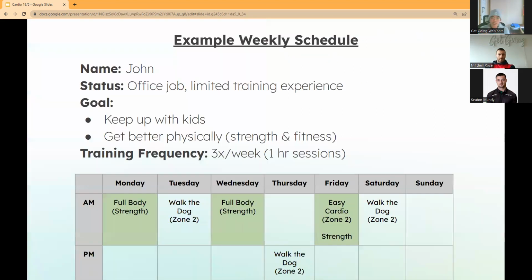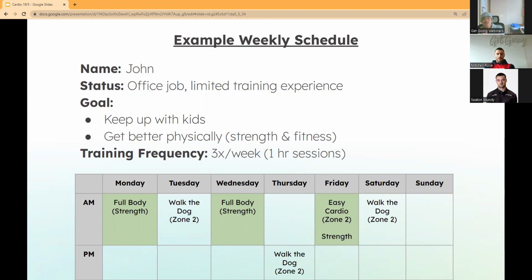So putting this all together, we have an example weekly schedule of a potential client who is working in an office job. They're going to be largely sedentary and they have limited training experience. Their goal here is to keep up with kids and also get better physically, strength and also fitness.